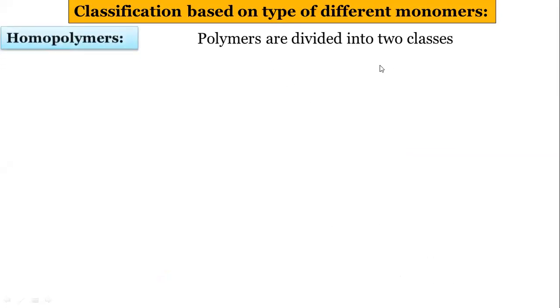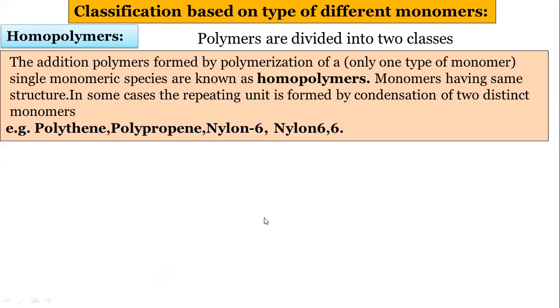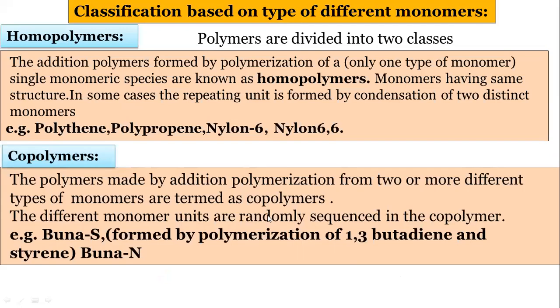Then the next and last type of classification is classification based on different monomers. The polymers are divided into two classes. First one is homopolymers. The name itself suggests these polymers are prepared from only one type of monomer. And another type is copolymers. These copolymers can be prepared from two or more different types of monomers. First, I will explain what is meant by homopolymers, and then I am coming to copolymers.